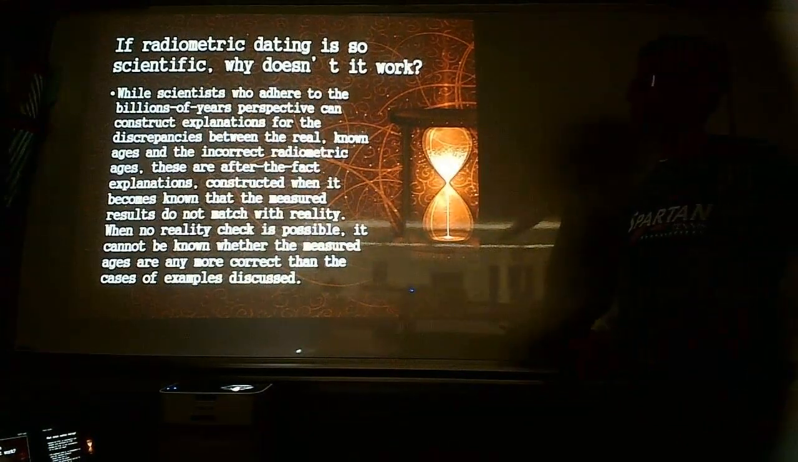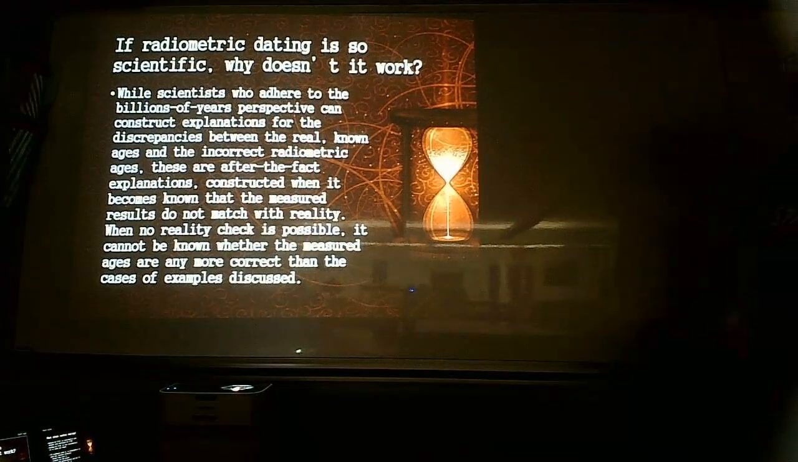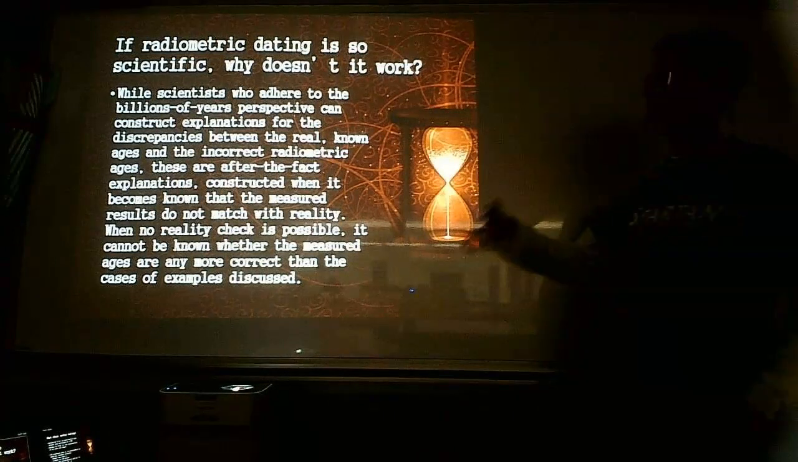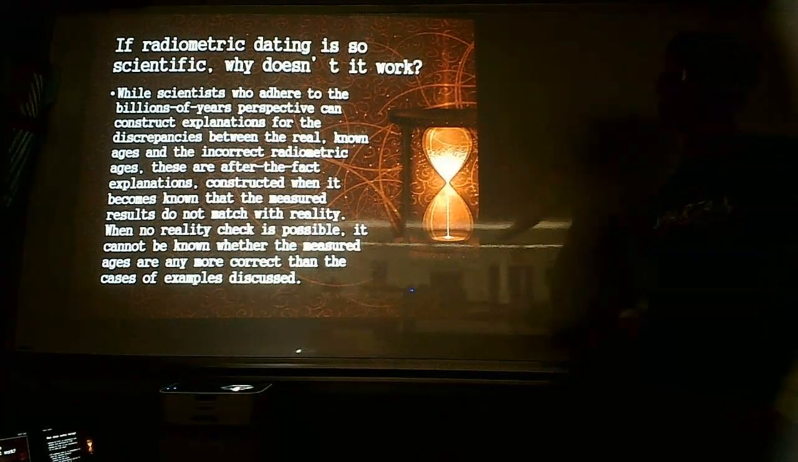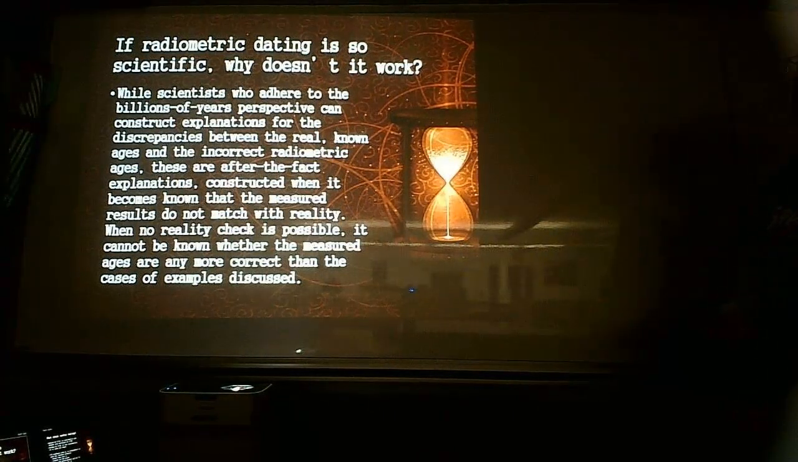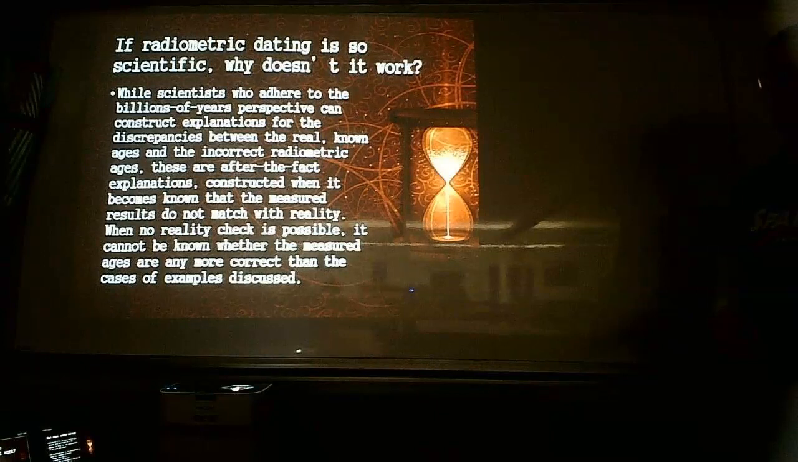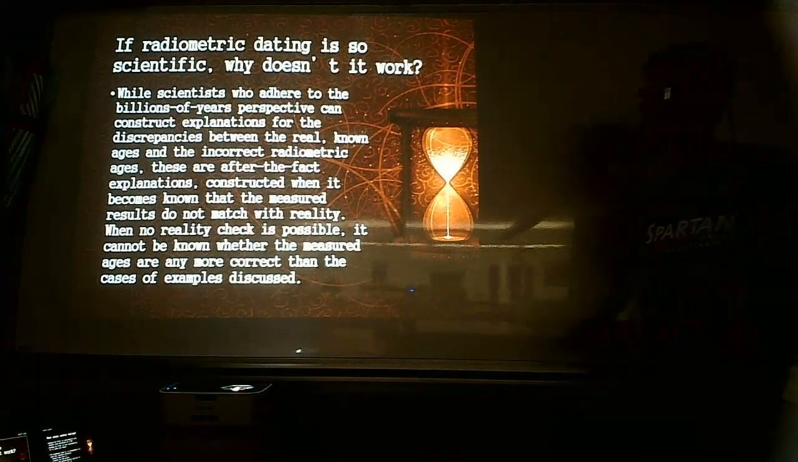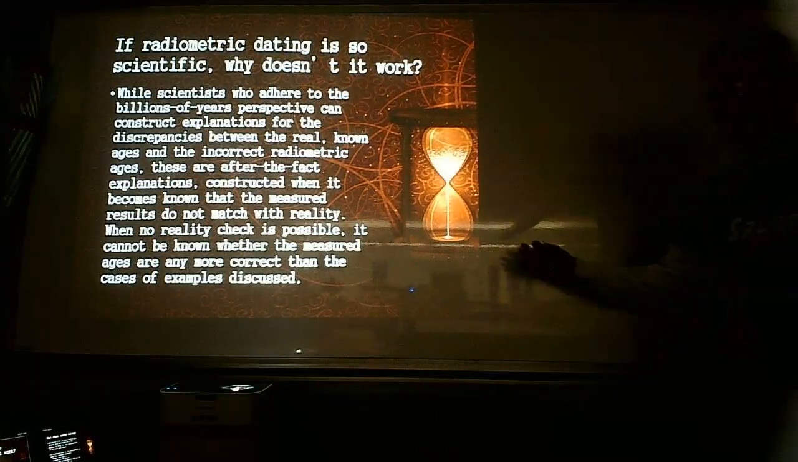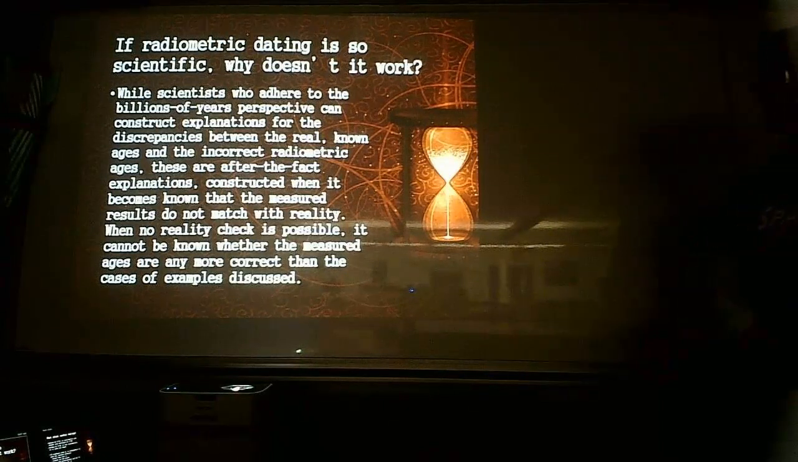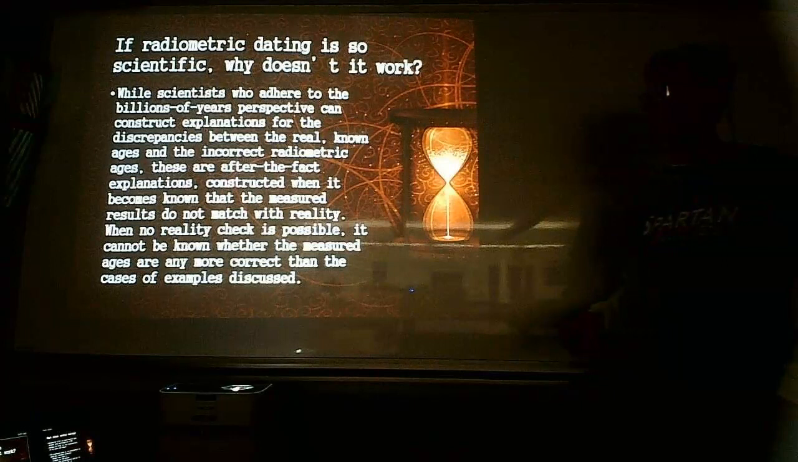So while scientists who adhere to the billions of years perspective can construct explanations for the discrepancies between the real known ages and the incorrect radiometric ages, these are after-the-fact explanations, constructed when it becomes known that the measured results do not match with reality. When no reality check is possible, which is usually the case, it can't be known whether the measured ages are any more correct than the cases of examples that we discussed.